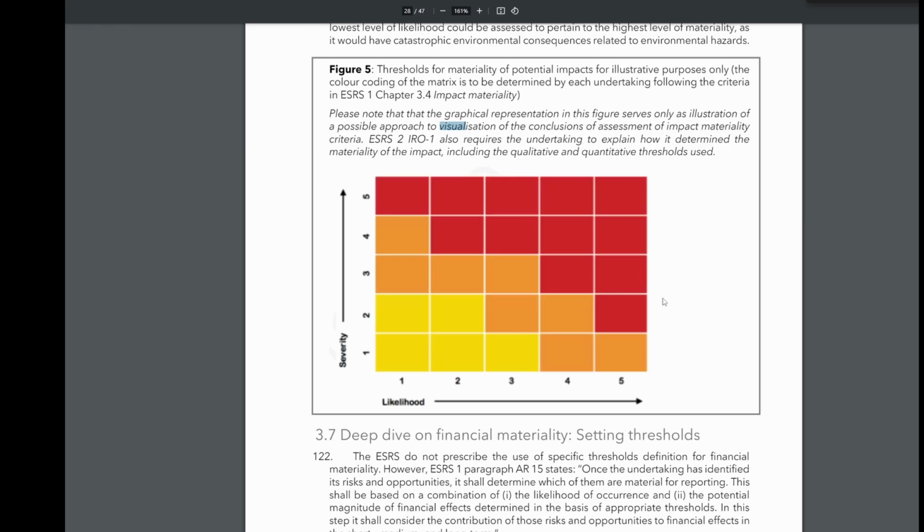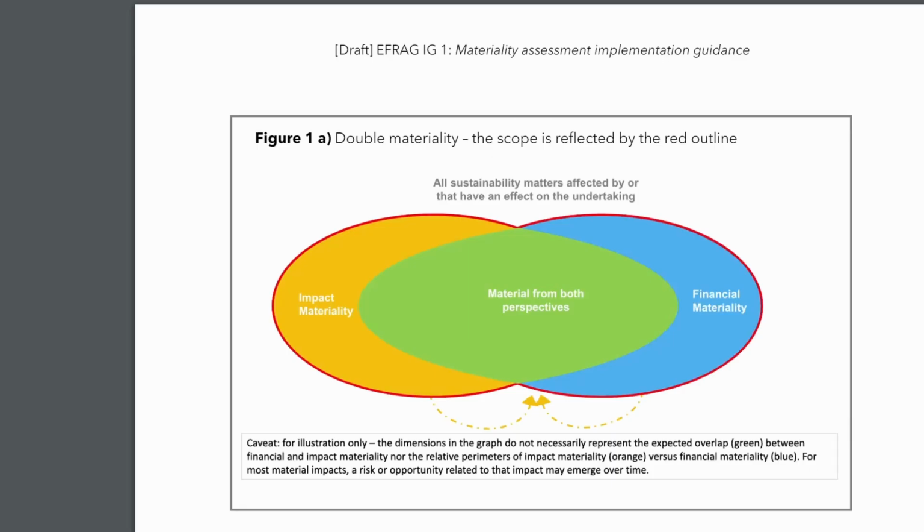There is no mention and no recommendation to represent the results of double materiality in a matrix form. There is additionally this diagram here in IG1, which is figure 1A, and it shows a sustainability matter may be material for impact reasons, that is the yellow section. It may be material for financial reasons, that is the blue section, or it may be material for reasons of both. That is, it is financially material and impact material, and therefore it fits in the middle.